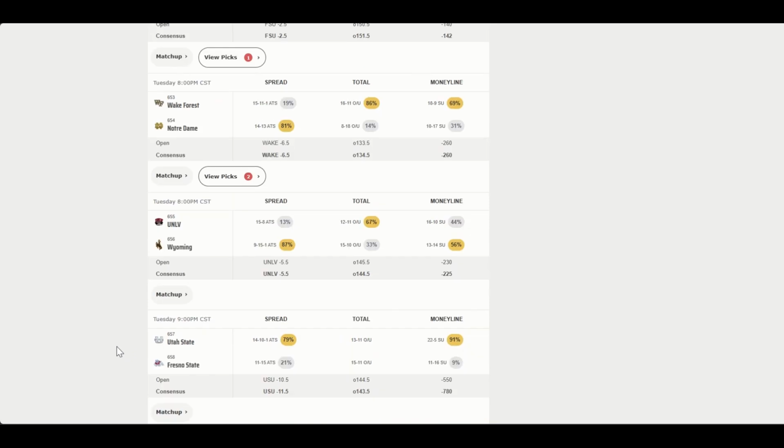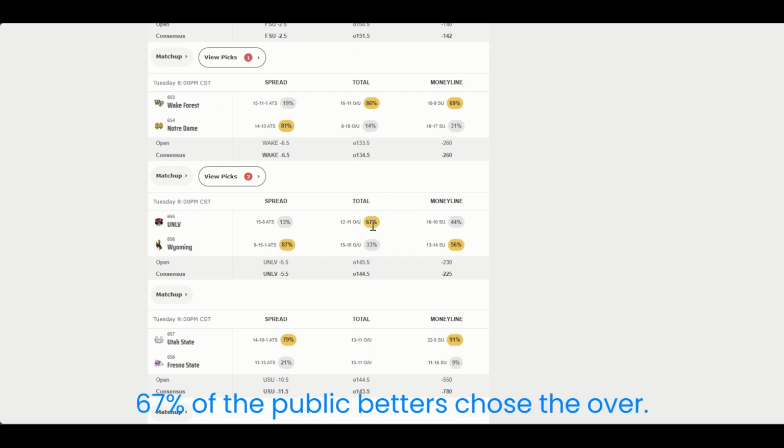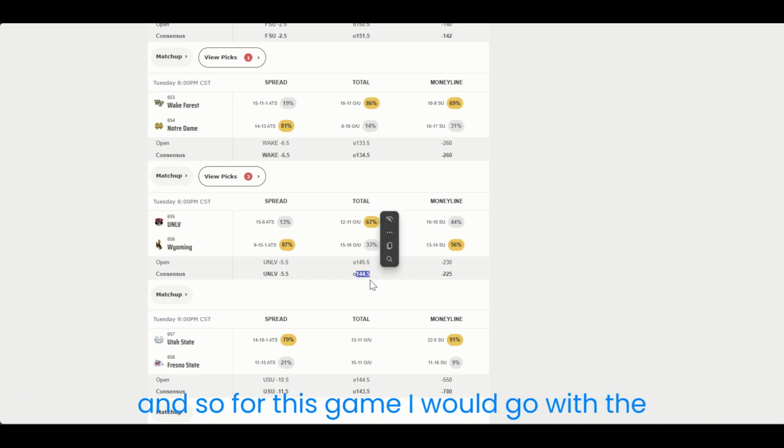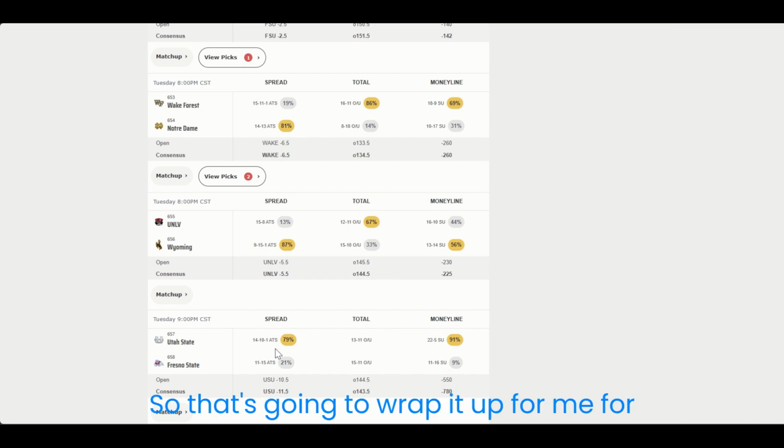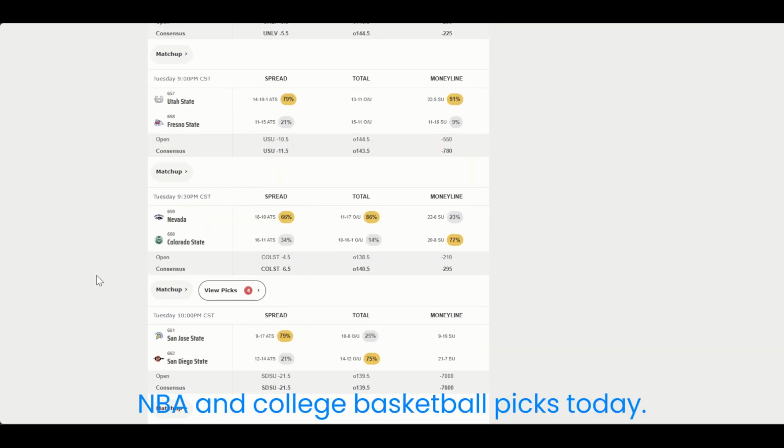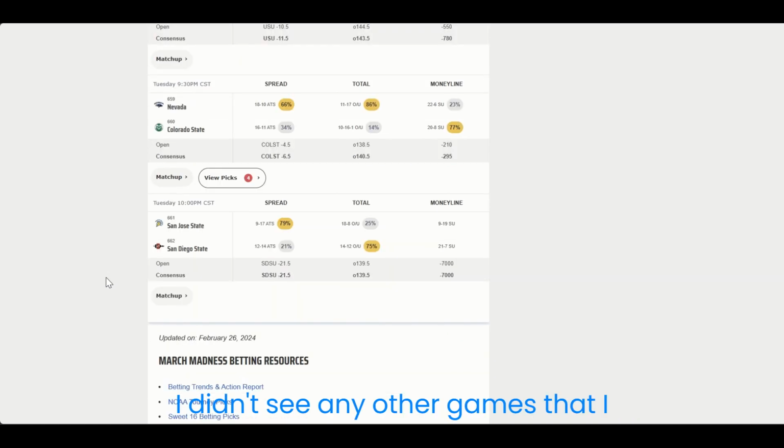And then the last game today is going to be UNLV versus Wyoming. This game opened up at over/under 145.5. 67% of the public bettors chose the over, and then the line moved down 1 point to 144.5, making the over look more appealing. What this means is that the sharps have money on the under. And so for this game, I would go with the under. So that's going to wrap it up for me for NBA and college basketball picks today. I didn't see any other games that I liked.